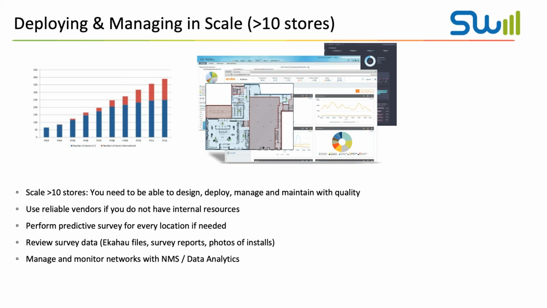But if you get constrained on internal resources doing those designs, you're definitely going to have to pass those off. So make sure you perform a predictive survey for every location. Don't just go with something like an AP every 2,500 square feet. That's not going to cut it in a good design. And then once you do get that install done, review the survey data.